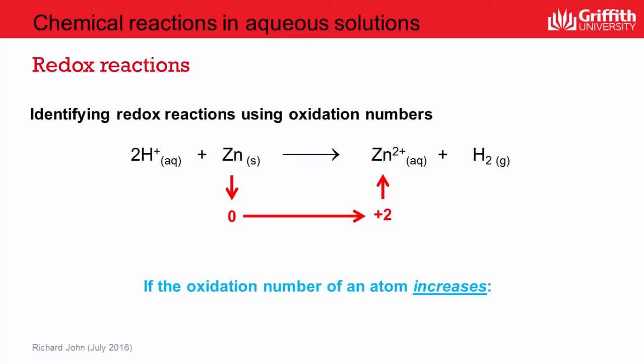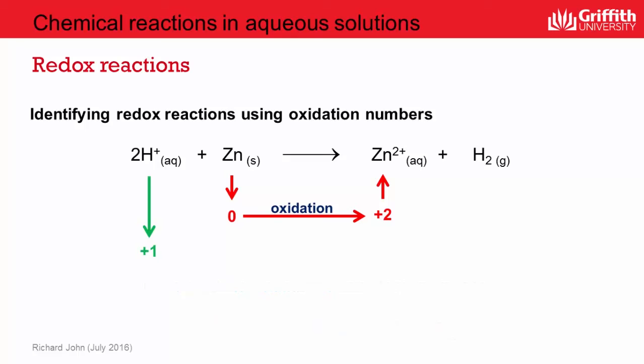If the oxidation number of an atom increases, then that atom has undergone oxidation. So zinc going from zinc solid to zinc 2+, we already know it's an oxidation process because that can only happen by losing electrons. And now what we can see is this change in oxidation number, where the oxidation number has increased, means that's an oxidation process.